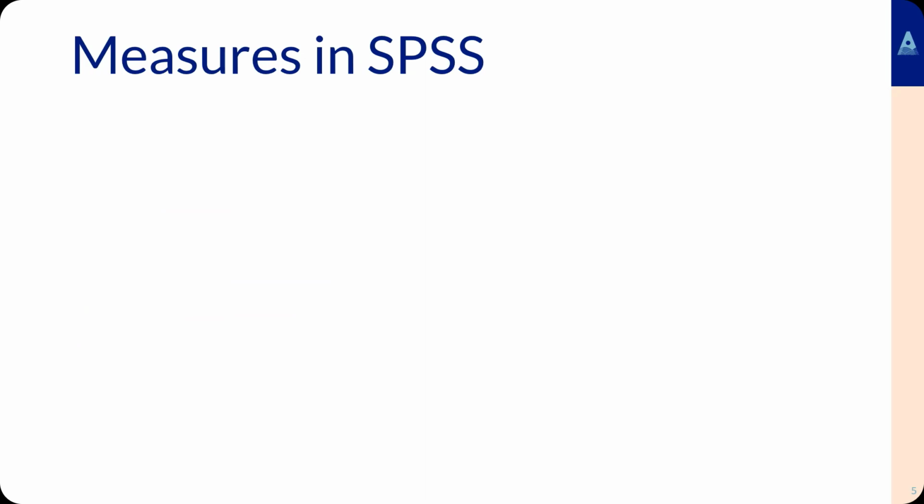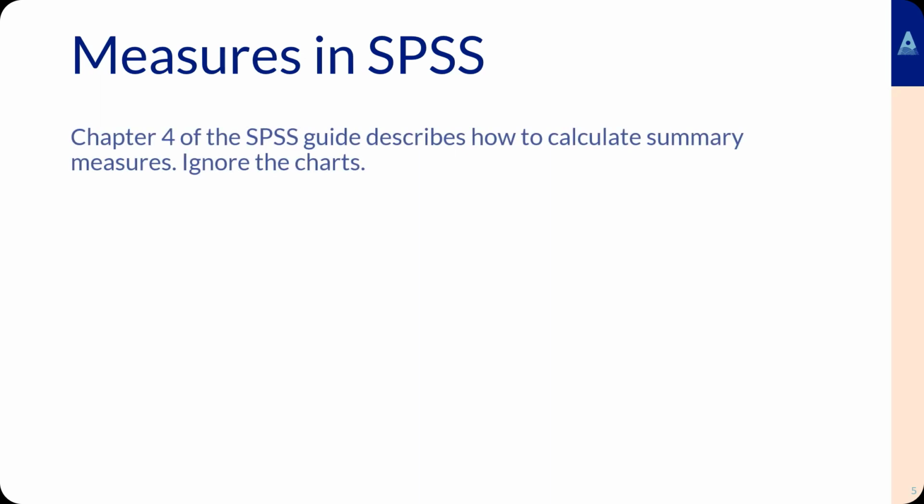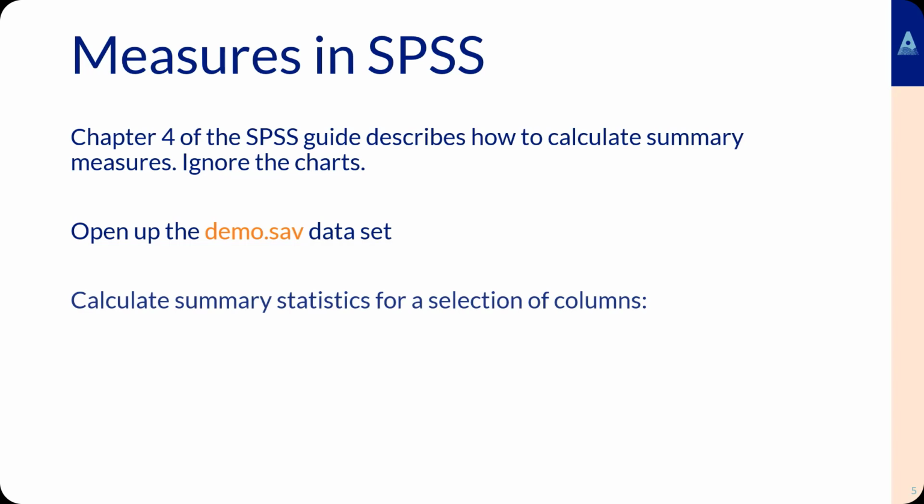Finally, you can calculate the same summary measures in SPSS. Chapter 4 of the SPSS guide describes how to calculate summary measures. You can have a look at that yourself and try out this little task, but there's no specific assignment and upload required. Look at Chapter 4, ignore the bit about charts. You can use the demo.sav dataset. You can calculate summary statistics for a selection of columns. You can select as many columns as you want and calculate in one step all the summary statistics for all those columns. This is a simple thing that takes a few minutes.